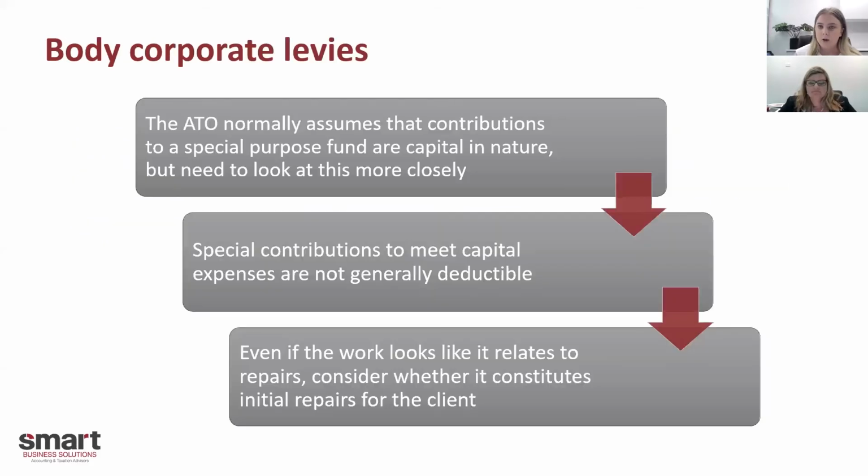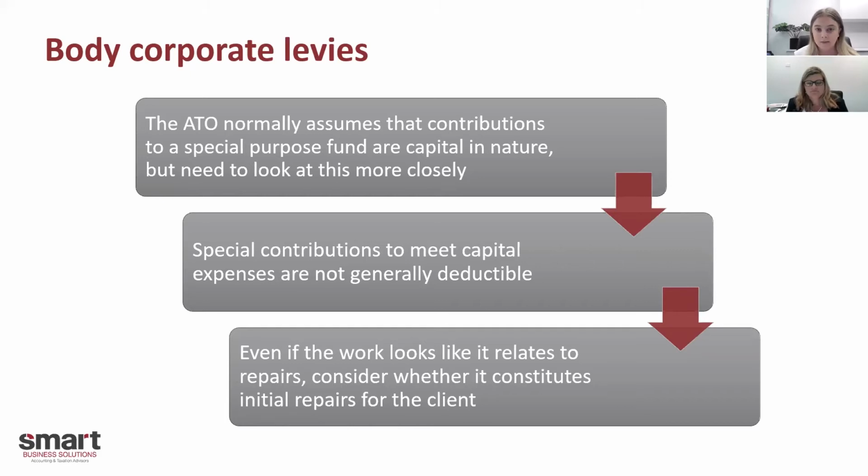Moving on now to body corporate levies. This area can be quite complicated. If you are in apartments or a block of units, you most likely pay a body corporate fee every year. This fee usually covers the general maintenance and repairs around the facilities.